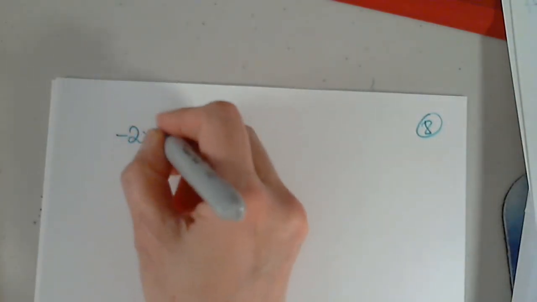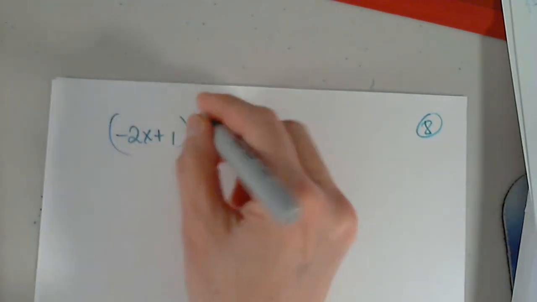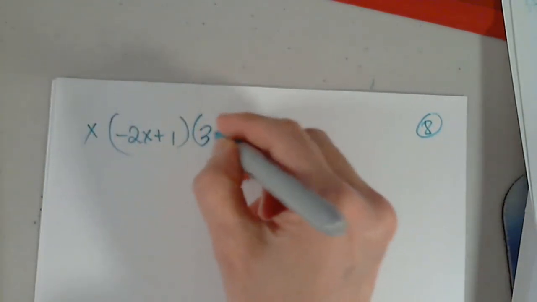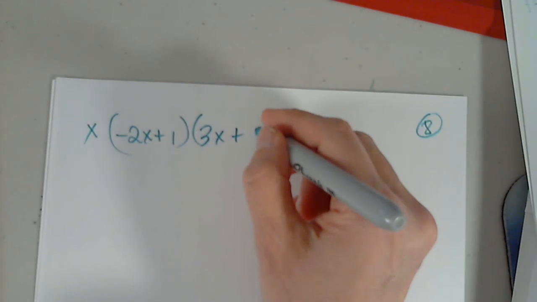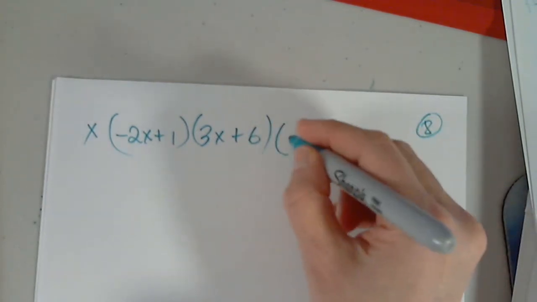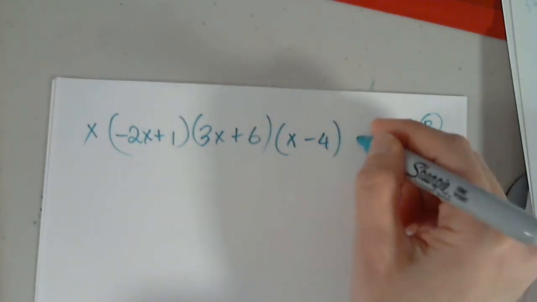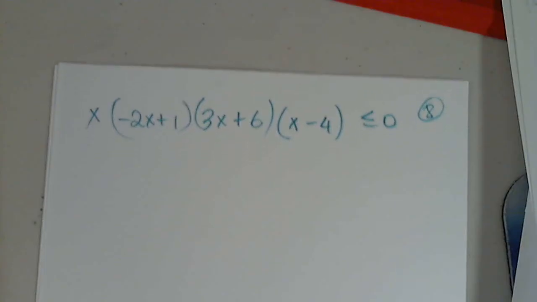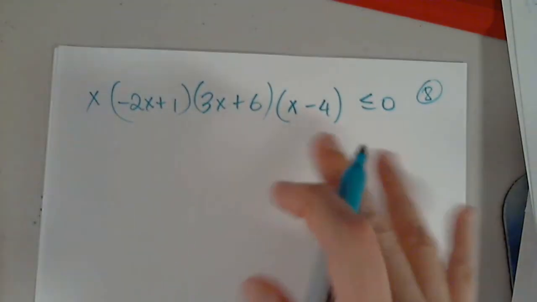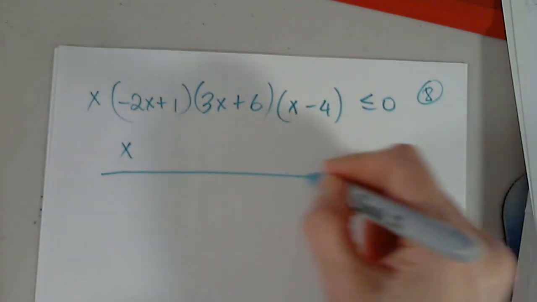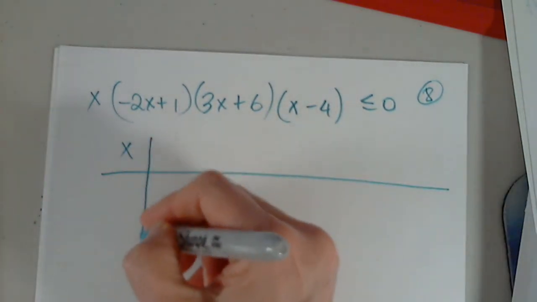Assuming the expression is already factored. So let's say negative 2x plus 1, x, 3x plus 6, and x minus 4, less than or equal to 0. It's already factored, so it's really helpful that it's factored. Otherwise, I have to work hard to factor it.